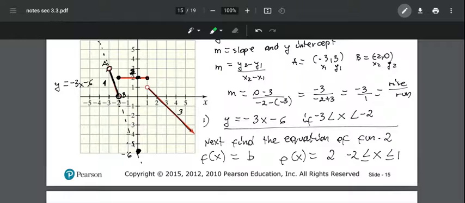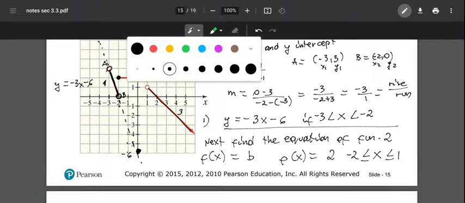So this is the equation of function 2. And lastly, we're going to find the equation of function 3. Like you see, this is a linear function, so I will do the same thing. I'm going to find the slope, and then again, I will try to figure out what is the y-intercept, because technically the linear function will never stop, but we're giving the restriction for this linear function.